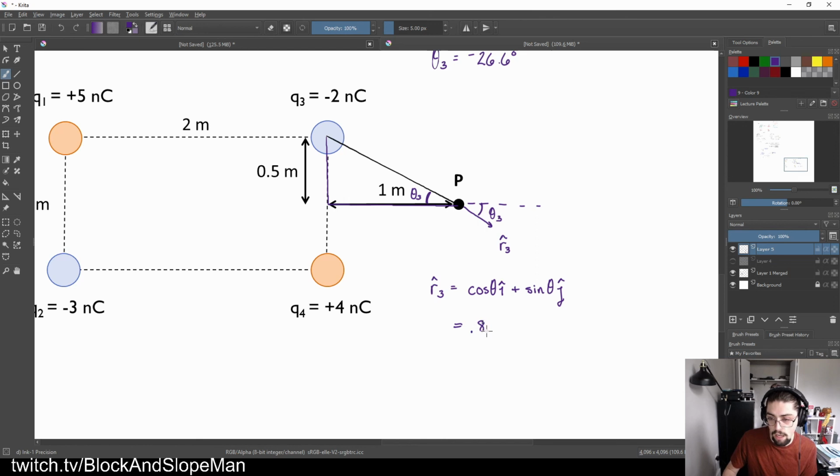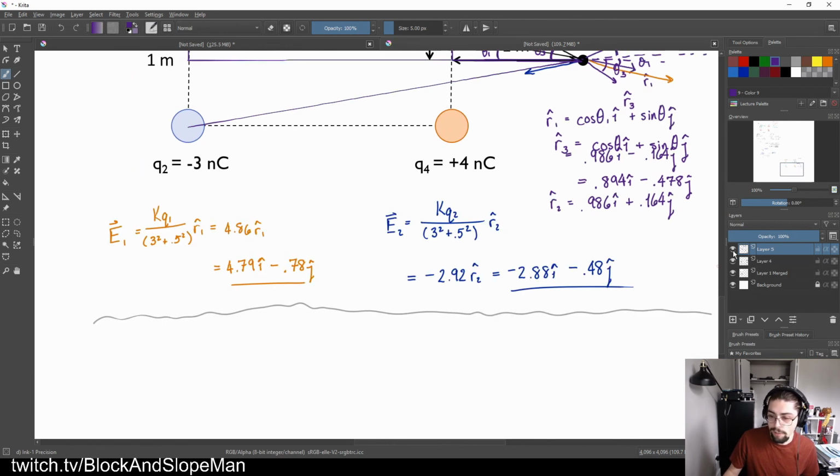little bit different. In a case like this, I have positive 0.894 I hat and negative 0.478 J hat. Right? And it does indeed point to the right and down. So perfect. That all makes sense again.